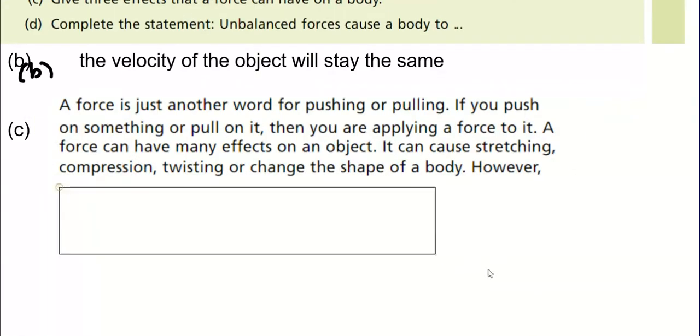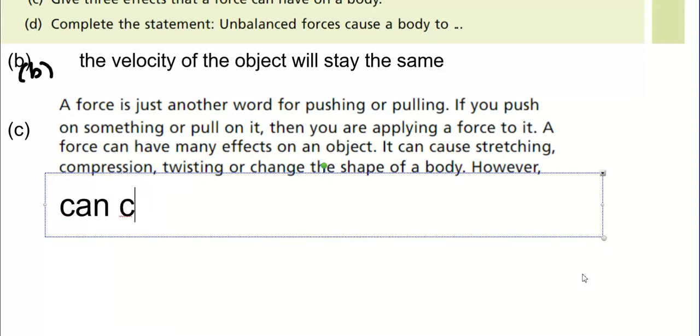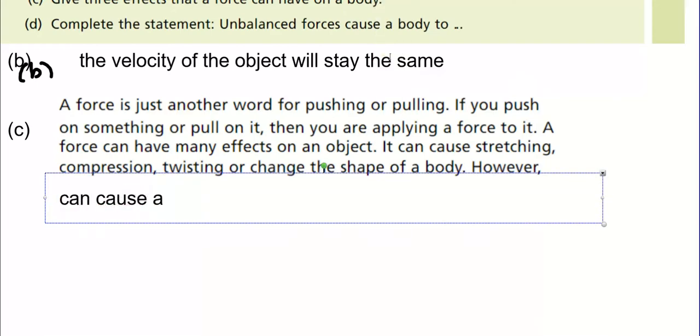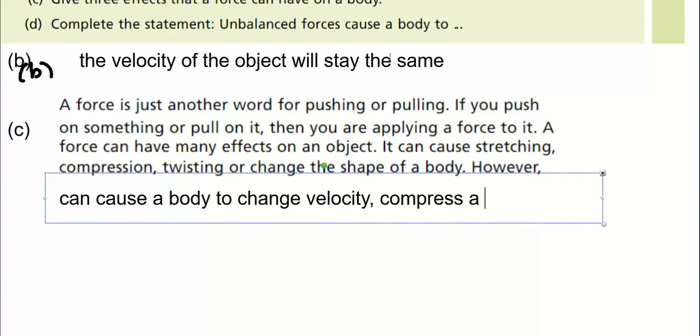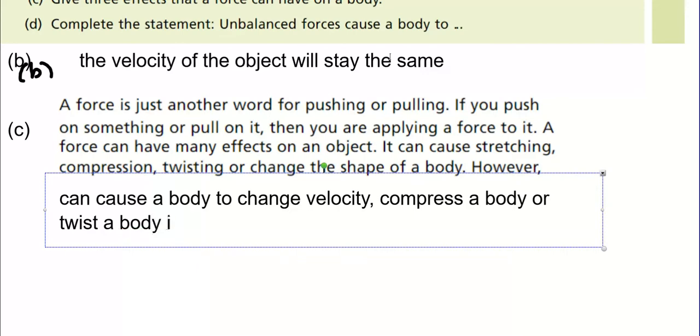I suppose what I'll use here is, can cause a body, massive font all the time, can cause a body to change velocity. It could compress a body or twist a body into a different shape. So look, there's 3 different things. Okay, complete the statement.